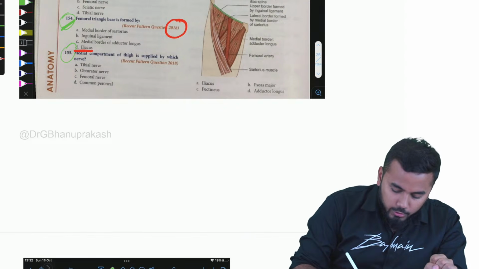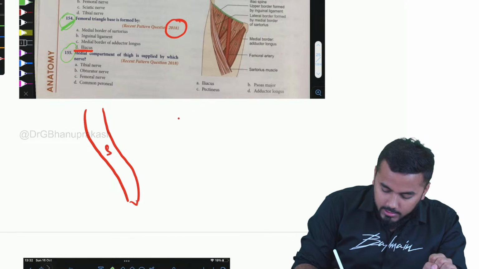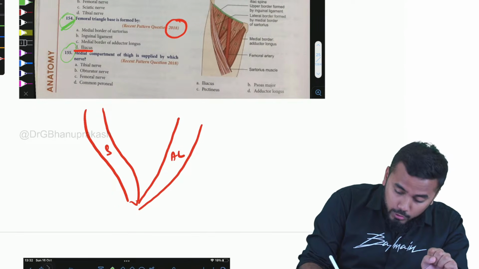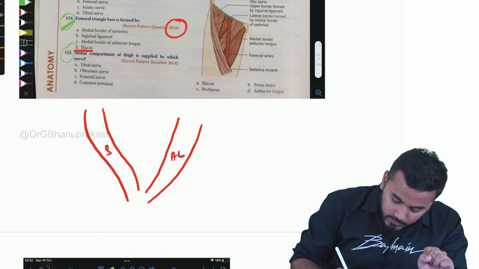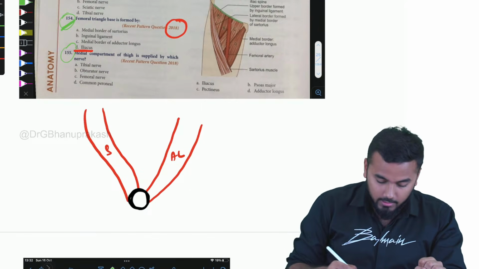Now, I have already told you this is Sartorius, right? Sartorius, and this is Adductor Longus. Now, I have also told you that we have got an opening here. This is called a canal. This is called as an Adductor Canal. Okay.